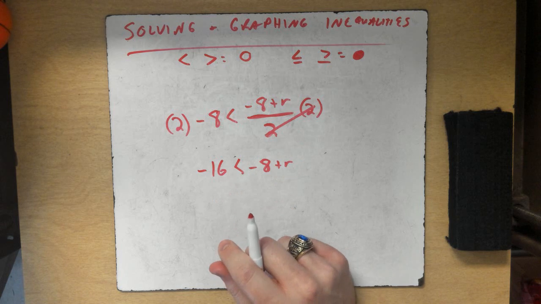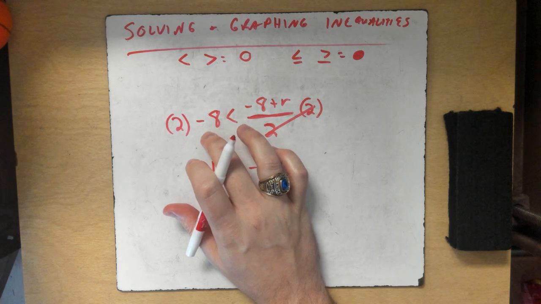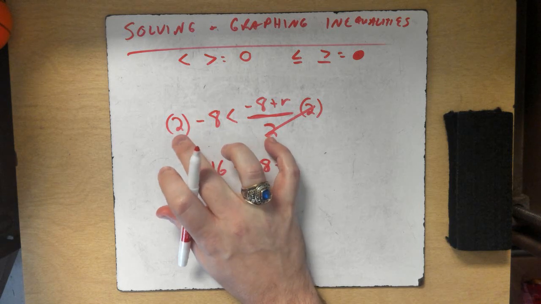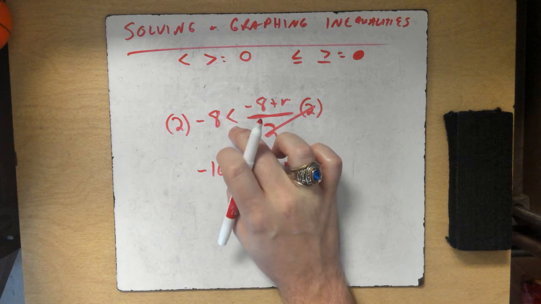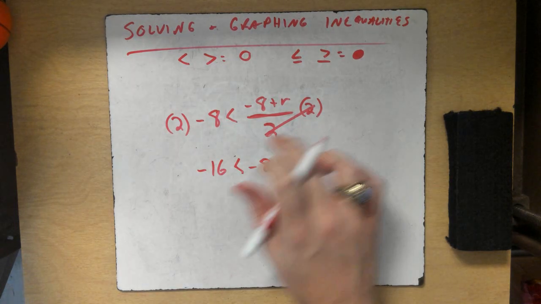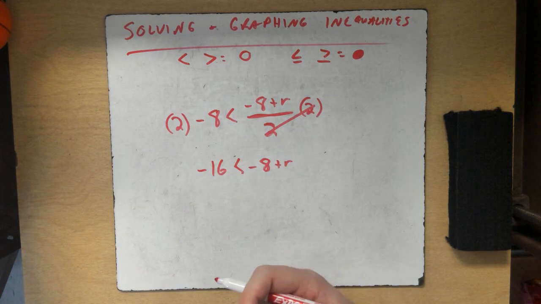Now, I know we multiply by a negative right here, remember, right? But the number we're multiplying by on both sides is positive, right? So that's why we don't change our symbol here. We keep it the same because it's a positive 2 that we're multiplying on both sides. If it were a -2, then we could go ahead and flip it, but it's not. It's positive 2, so we keep it the same.